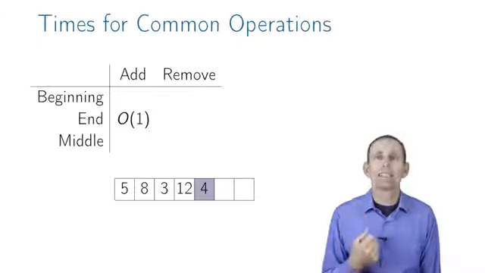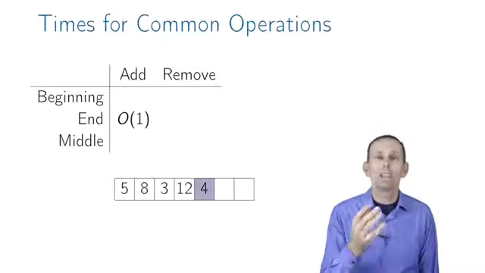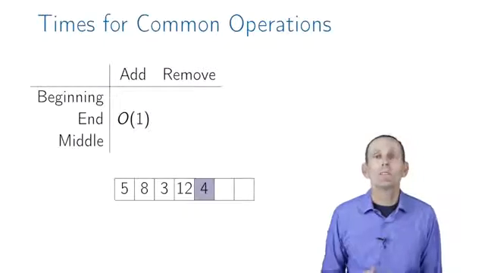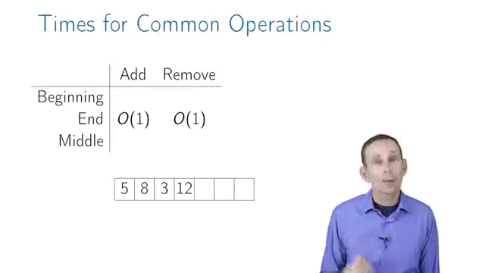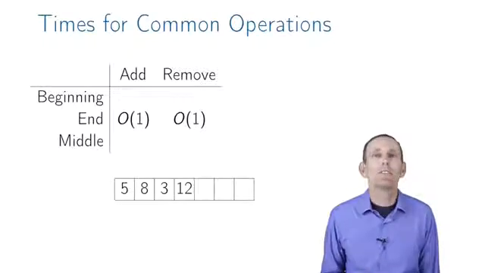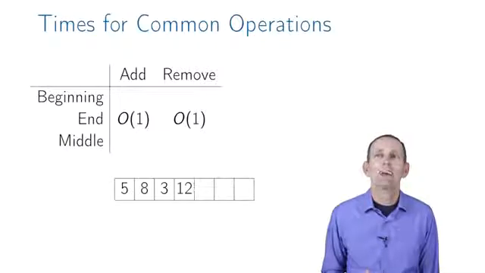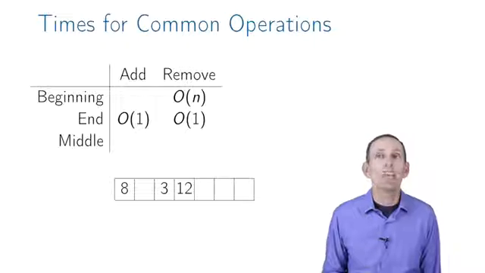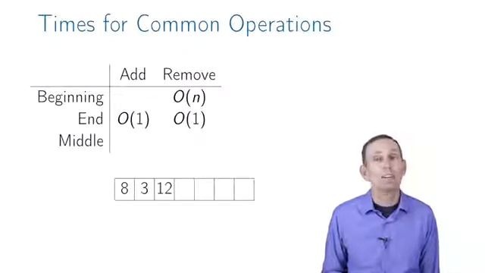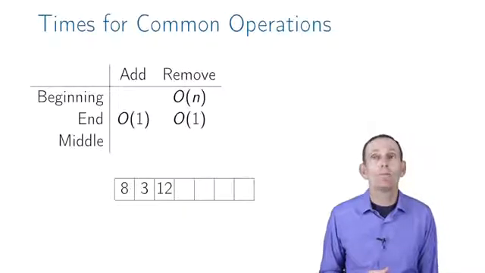If we want to remove the last element as well, that's an order 1 operation because we just update the number of elements that are in use. And so that's an order 1 operation. Where it gets to be expensive is if we want to, for instance, remove the first element. So we remove the 5 here, and what we've got to do then, we don't want to have holes left in it, so we need to move the 8 down, move the 3 down, move the 12 down. That's an order n operation.